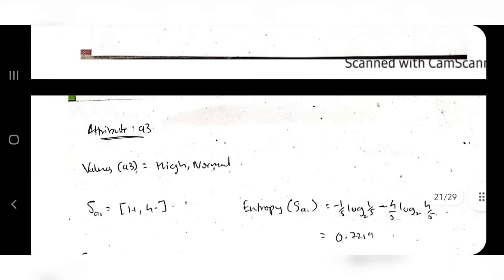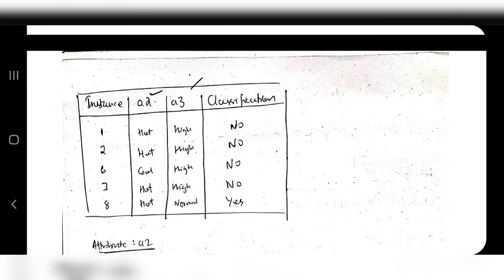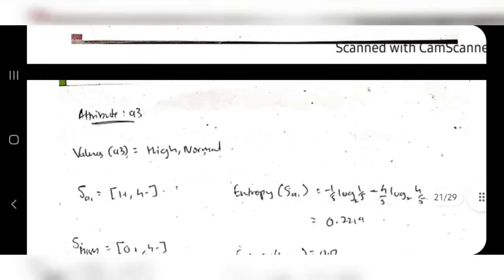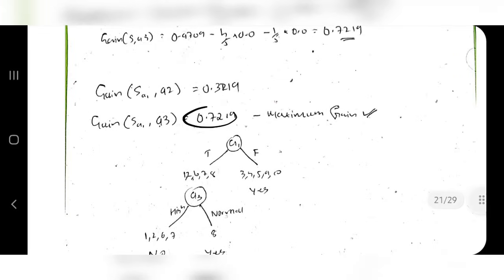Like that we'll do for A3 also, right? A2 and A3 both have to be done. After I've done that, I'll get two answers. I'll make them race against each other. I'll find out which is the better answer, and that I'll be selecting. After I select the better answer, in this case it is A3, so I'll be writing A3 in this place.